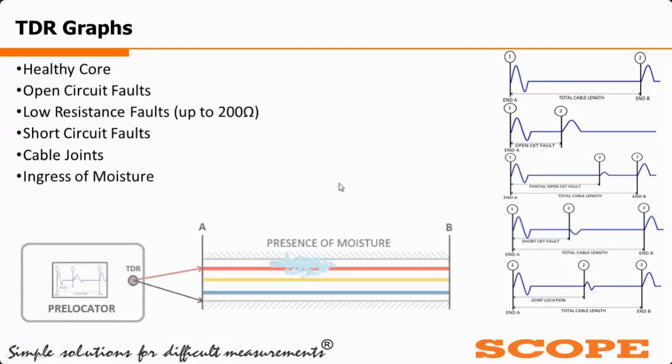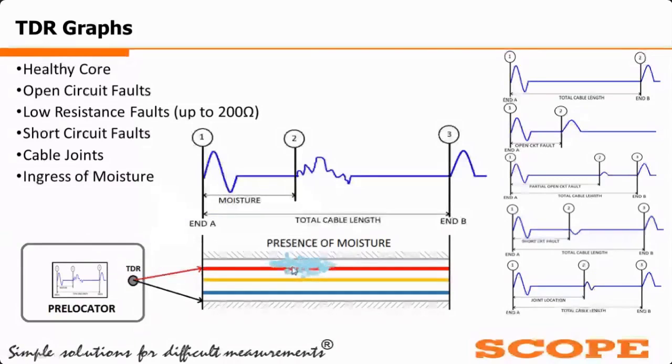The next one is the ingress of moisture in the cable. Whenever there is an ingress of moisture in the cable, the impedance of the cable becomes irregular or non-linear in nature because of the presence of moisture. Due to this irregular impedance, the TDR pulse is disturbed, and unstable reflections appear in the TDR waveform. By placing the cursor like this, we can easily detect the starting point of this moisture affected area. So these are all the things the TDR graphs can do.